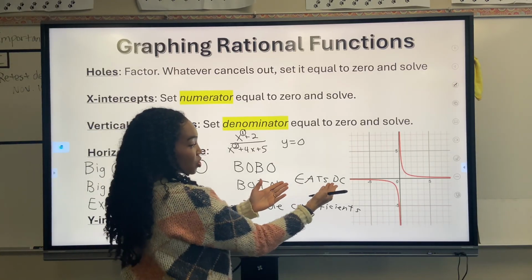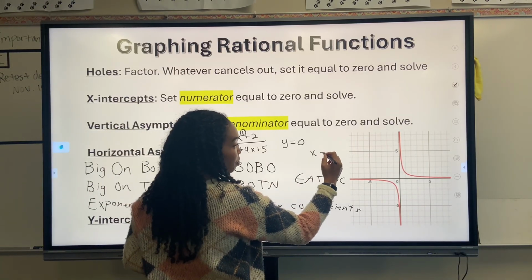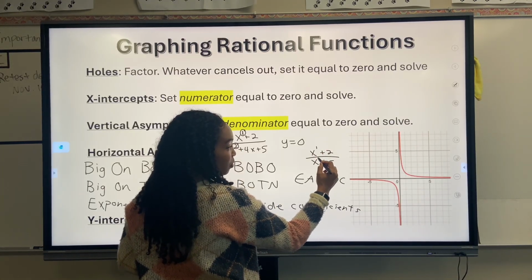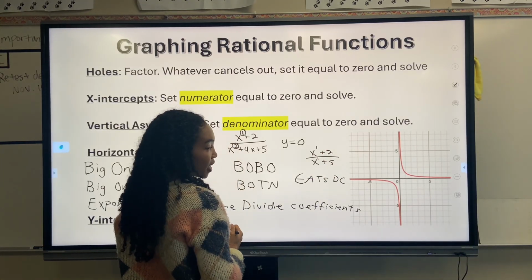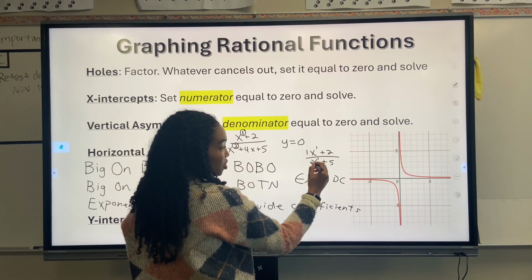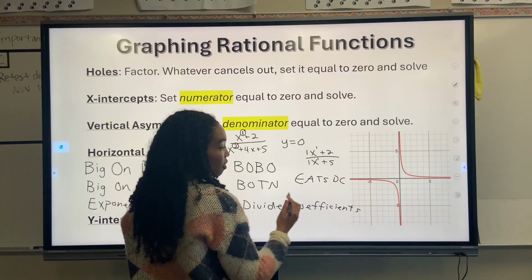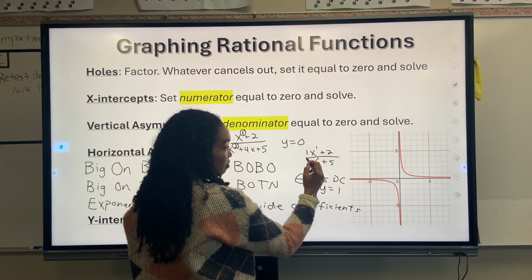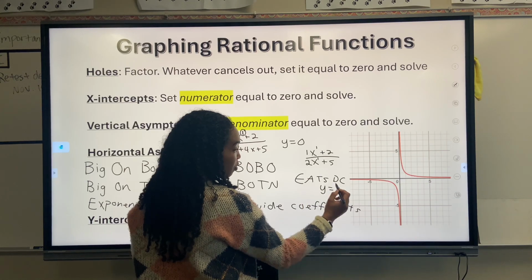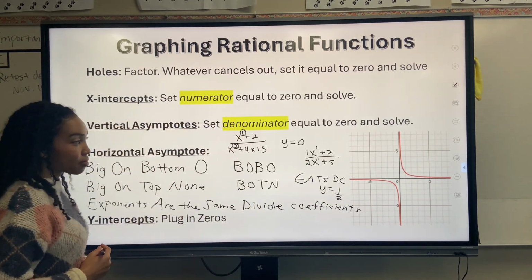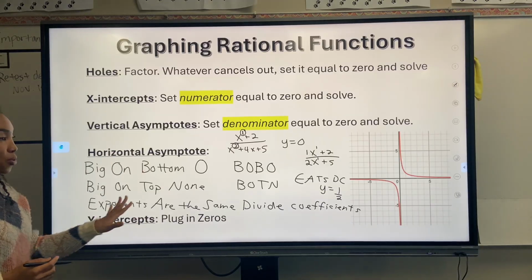And if the exponents are the same, such as x plus 2 over x plus 5, these both have an exponent of 1. So if they're the same, you would divide the coefficients. Say the coefficients are just 1s. That means your horizontal asymptote is at y equals 1. If this was a 1 and this was a 2, it would be 1 over 2. It's whatever the coefficients are. Okay, so that is how you find the horizontal asymptote.